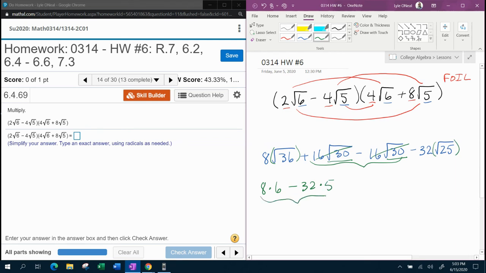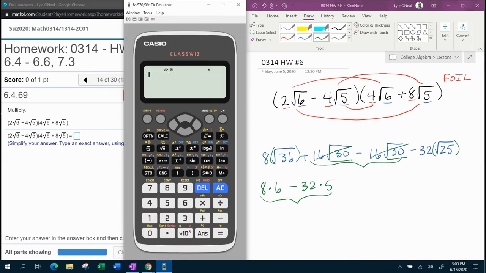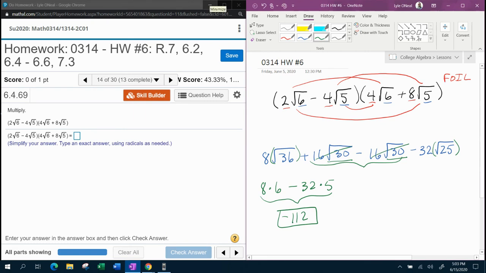And then to finish this off, I'm going to grab my calculator. 8 times 6 minus 32 times 5, negative 112. So we started with radical expressions and we ended up with a whole number.